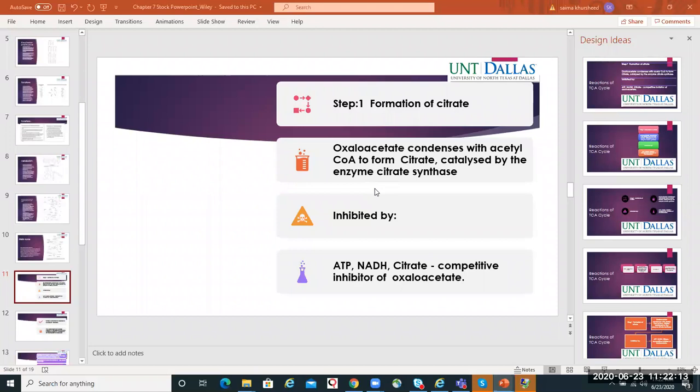So there are different kinds of enzymes that are involved in this tricarboxylic acid cycle, or we can say the Krebs cycle or the citric acid cycle. So these are the three names for this Krebs cycle. So the first step, like I said, is the formation of citrate. In that the oxaloacetate condenses with the acetyl coenzyme A to form the citrate. And this reaction is catalyzed, or we can say the rate of the reaction is increased, by the enzyme citrate synthase and inhibited by adenosine triphosphate or nicotinamide dinucleotide, and citrate. These are the competitive inhibitors of oxaloacetate.